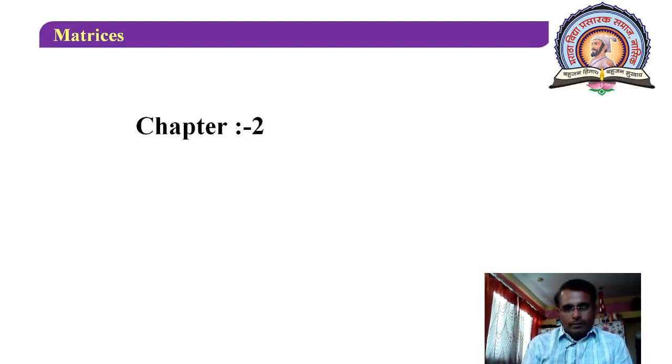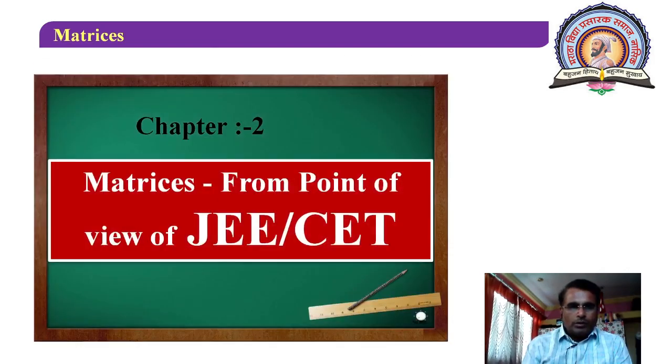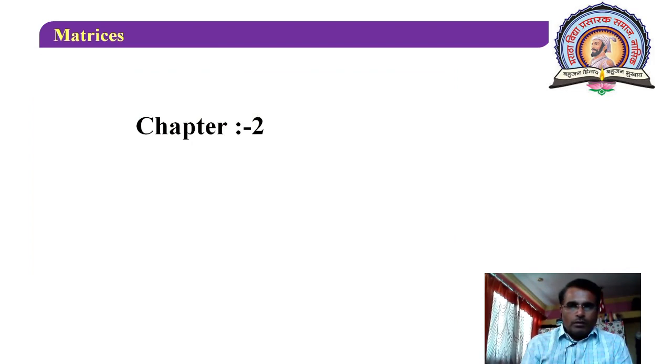We have already started chapter 2, matrices, and in this topic we have seen different concepts like definition and types of operations in the first lecture. In the second lecture we have seen elementary transformations. In the third lecture we have seen the concept of elementary transformations for finding the inverse. Then in the next lecture we have seen the adjoint method for finding the inverse of a matrix.